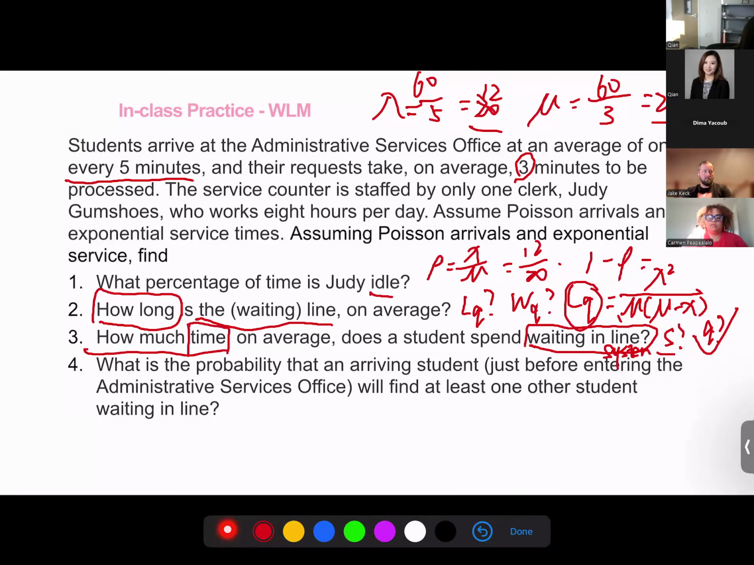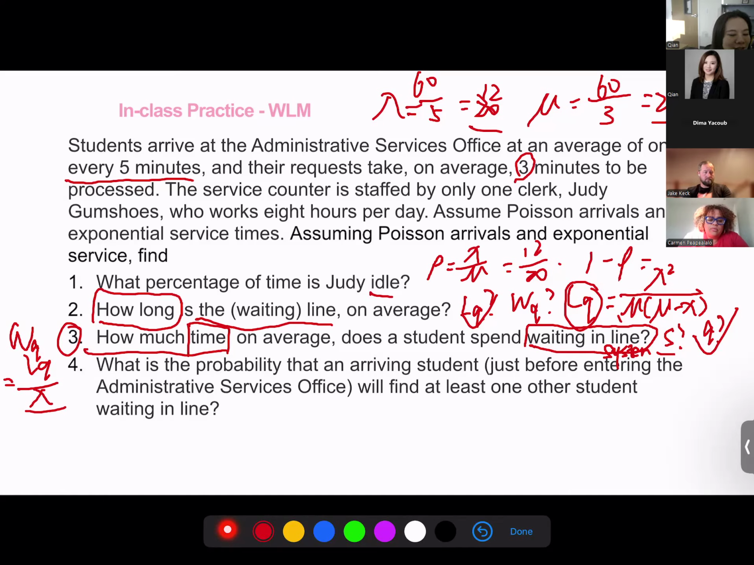So for question three here, it asks for how much time. It means time is W, and waiting in line means Q. So it asks for WQ, and WQ equals LQ divided by lambda. So you just need to insert what you got here and divide by lambda, which is 12, then you will be able to get the correct answers for question 3. Okay.